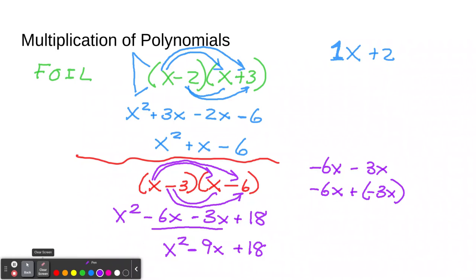What if we had something with a number next to the variable? Right? So let's do something like this. What if I gave you 2x minus 3 and let's say x plus 2? Try that one. What would you get? Again, now you're just doing the same thing. Let's use that color.